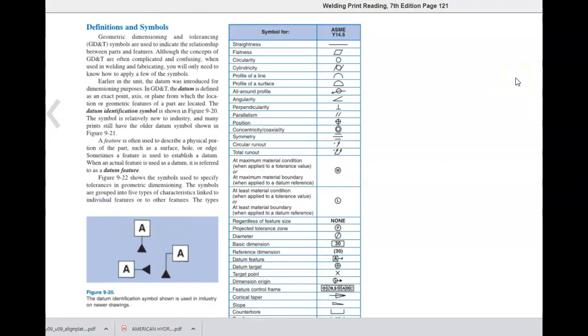A feature is often used to describe a physical portion of a part, such as a surface, hole, or edge. Sometimes a feature is used to establish a datum. When an actual feature is used as a datum, it is referred to as a datum feature.